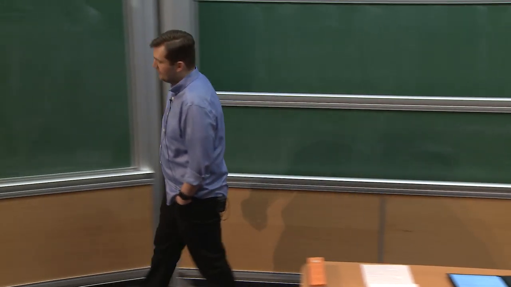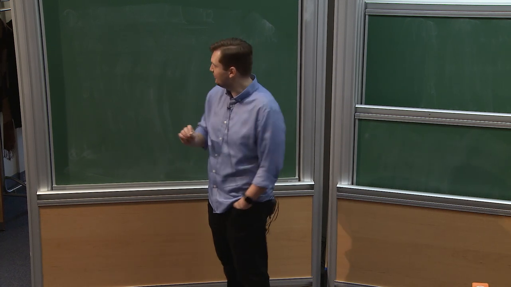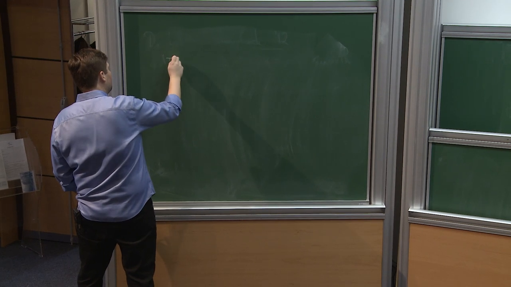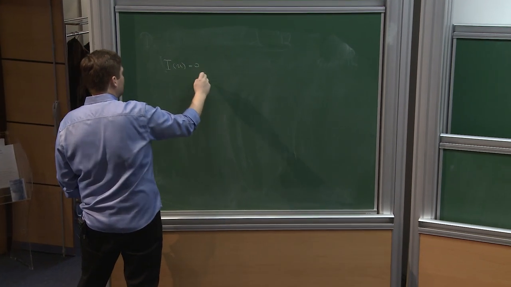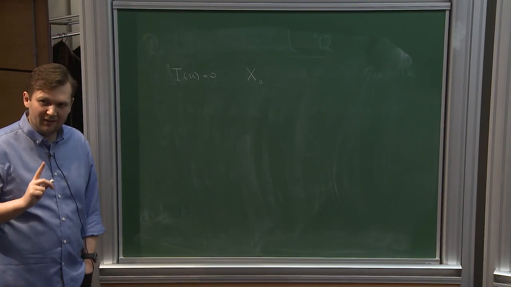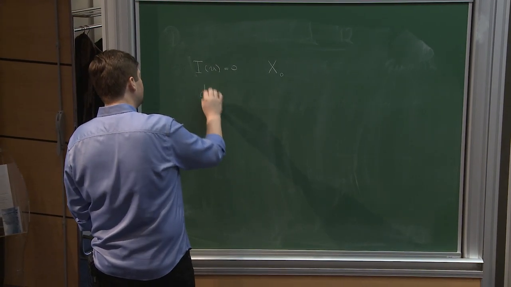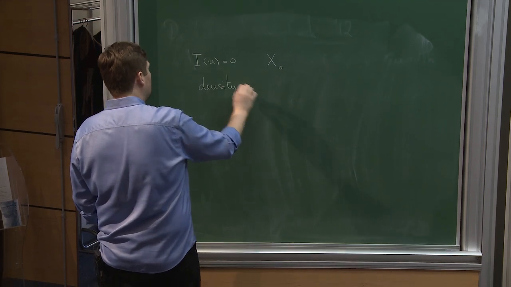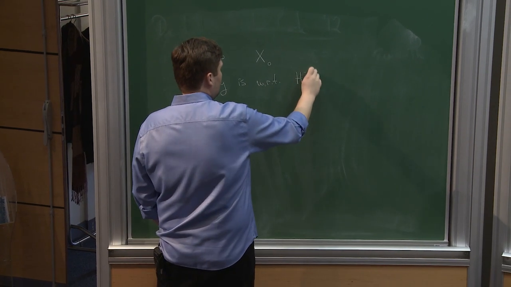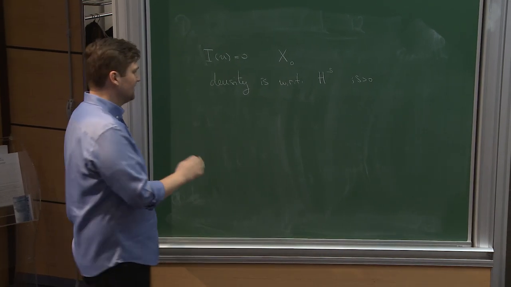Okay, so let's start again. First, I should correct something that Anne-Laure and Patrick told me at the break. So there was a blunder. I said that the space where I of u is 0 was dense in x0 with respect to the L2 topology, and that's of course nonsense. The density is with respect to a weak topology, such as H^{-s} for s positive. And let's just quickly see this because it's not so hard.